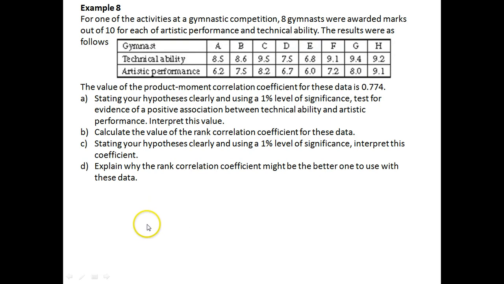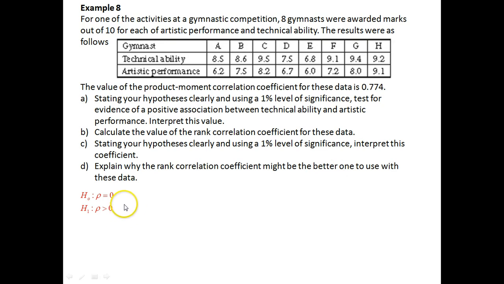And one last one. For one of the activities at a gymnastic competition, 8 gymnasts were awarded marks out of 10 for each of artistic performance and technical ability. The results were as follows. The value of the product moment correlation coefficient for these data is 0.774. Stating your hypothesis clearly and using a 1% level of significance, test for the evidence of a positive association between technical ability and artistic performance. Interpret this value. So we're looking at table 9.